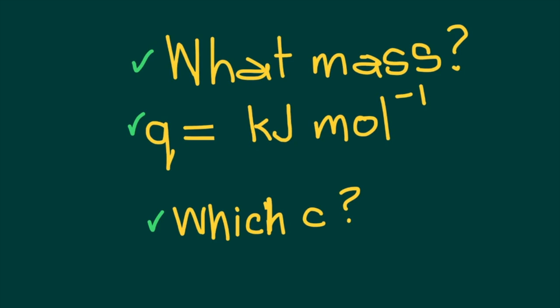First of all, what mass should you use in the equation Q is equal to M multiplied by C multiplied by delta T? What is the M? Is it the mass of the calcium chloride? Or is it the mass of water in the container? Students are not aware that the value for Q is kilojoules per mole. So you would need to find out how many moles are involved. And finally, which C should you use for the specific heat capacity? The specific heat capacity of water or of calcium chloride?